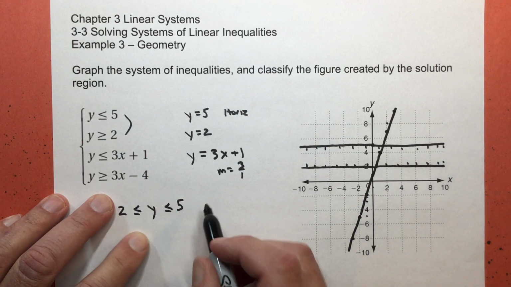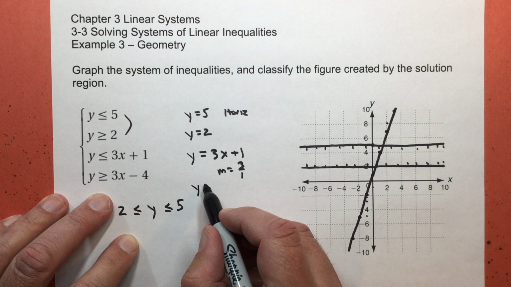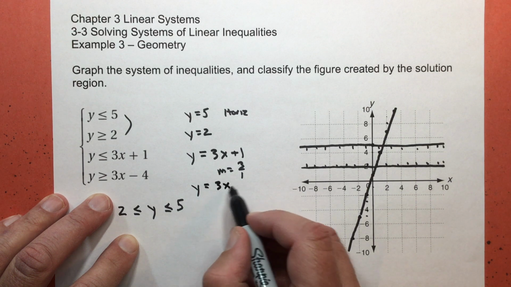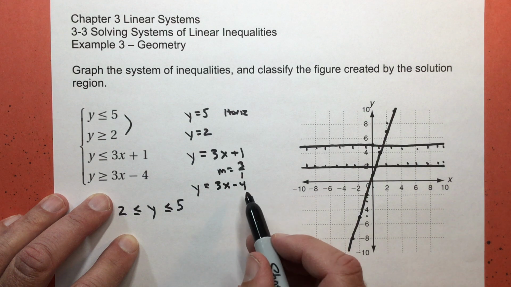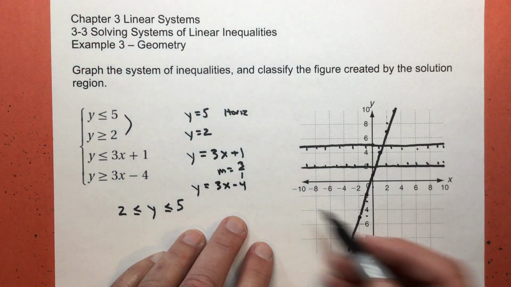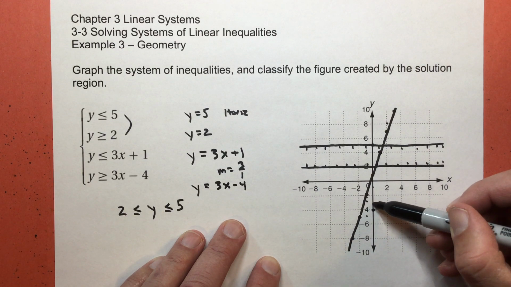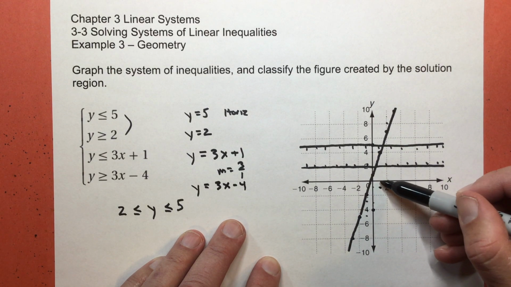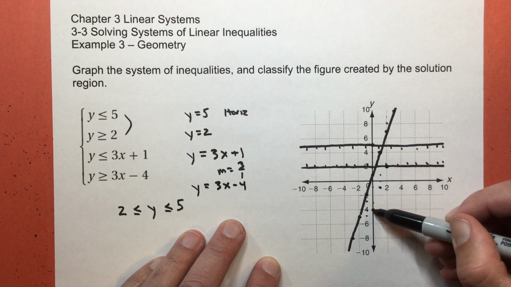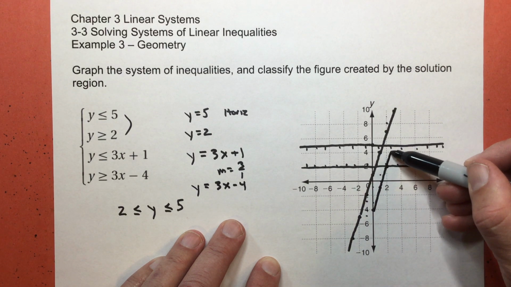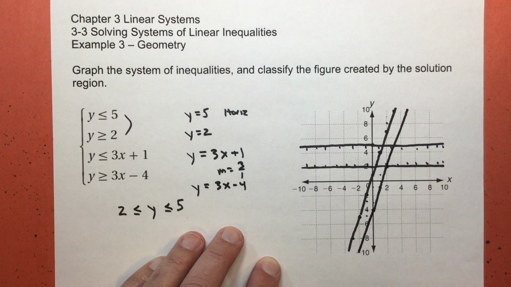For the last inequality, I put it right here. The boundary line is y equals 3x subtract 4. My slope is still 3 over 1. This time my y-intercept is at -4, which is right here. So I go 1, 2, 3, right 1, and repeat. And that, I could keep doing that. That's going to go this direction.